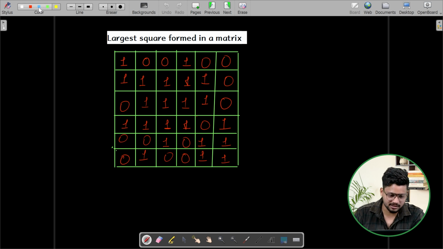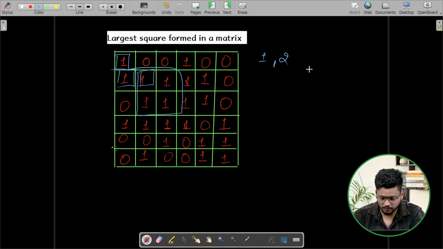Okay, now let's understand more about the question. We have to find the largest square formed in the matrix by ones. This can be understood like this. This is a matrix, and the length of this matrix is 1. You can see over here, this is also a matrix of length 1, and this is also a matrix of length 1. You can see that these ones are forming one more square, and its length is 2.